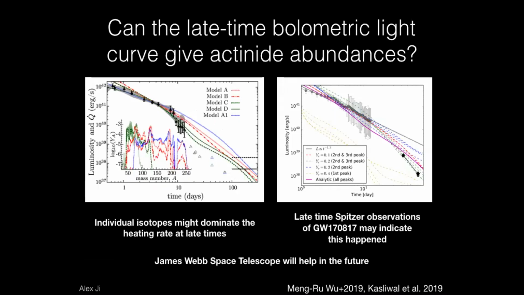On the left over here are some models from Meng-Ru Wu showing that this is in fact possible. And on the right over there are some Spitzer observations of the very late time infrared observations that may indicate the presence of a kilonova primarily being heated by a couple of isotopes. So I think that's still heavily debated. And one of the things that's really nice is that once the James Webb Space Telescope comes online, it should be really good at measuring these late time things.